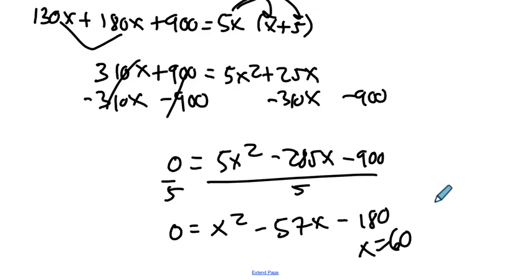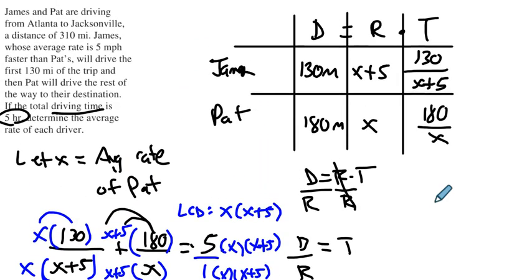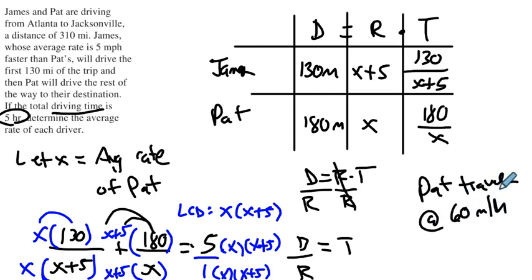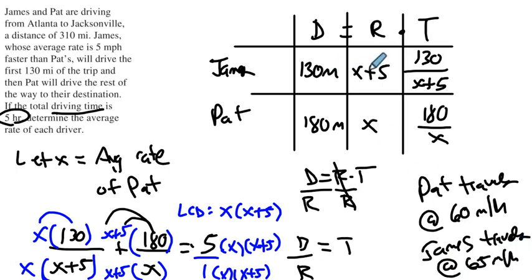Now we come all the way back up here. Well, 60 what? What does x even represent again, right? Sometimes we get lost in the mix of our math. x equals the average rate of Pat. So Pat travels at 60 miles per hour. And then James travels at 65 miles per hour, right? Because it's 60 plus 5. And there it goes. So now we got both of their average rates right here, which is what it says to find: each of their rates.